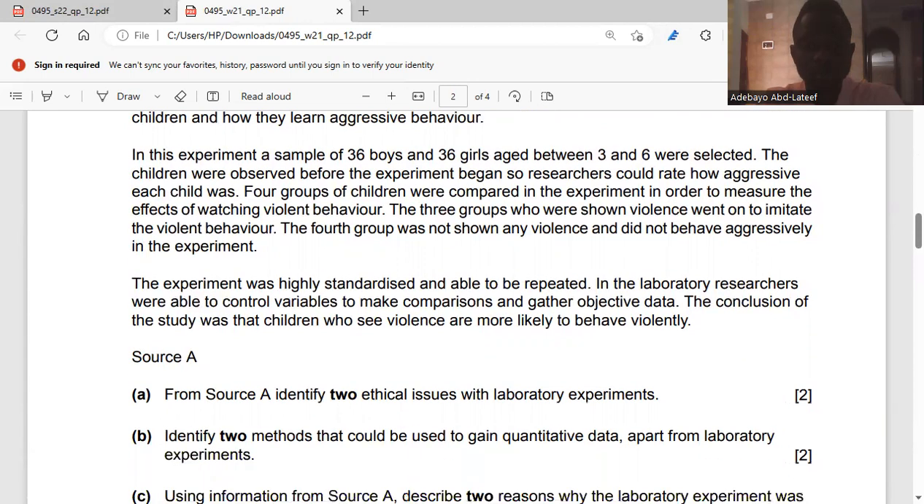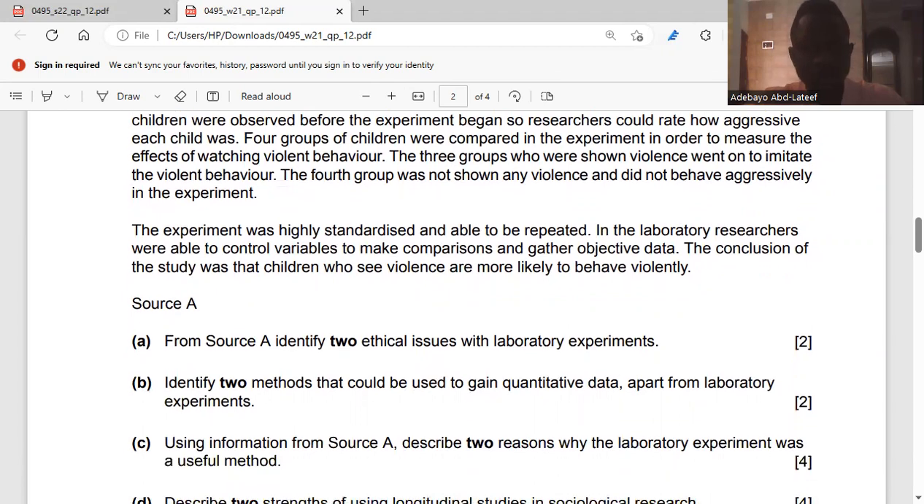The children were observed before the experiment began so researchers could rate how aggressive each child was. Four groups of children were compared in the experiment in order to measure the effects of watching violent behavior. The three groups who were shown violence went on to imitate violent behavior. The fourth group was not shown any violence and did not behave aggressively in the experiment.